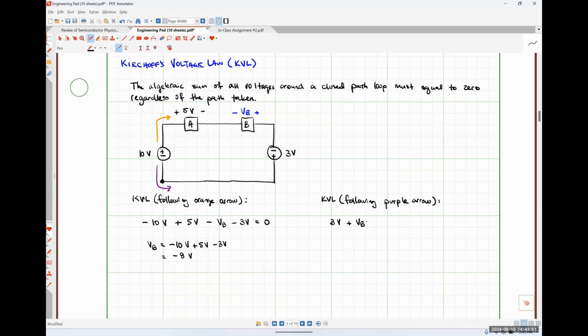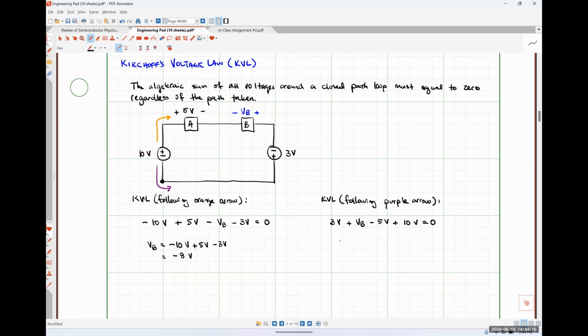What do I see next? Negative 5 volts. Negative 5 volts. Thank you very much. And what do I see next? Plus 10 volts. Positive 10 volts. And I'm back to where I started from.